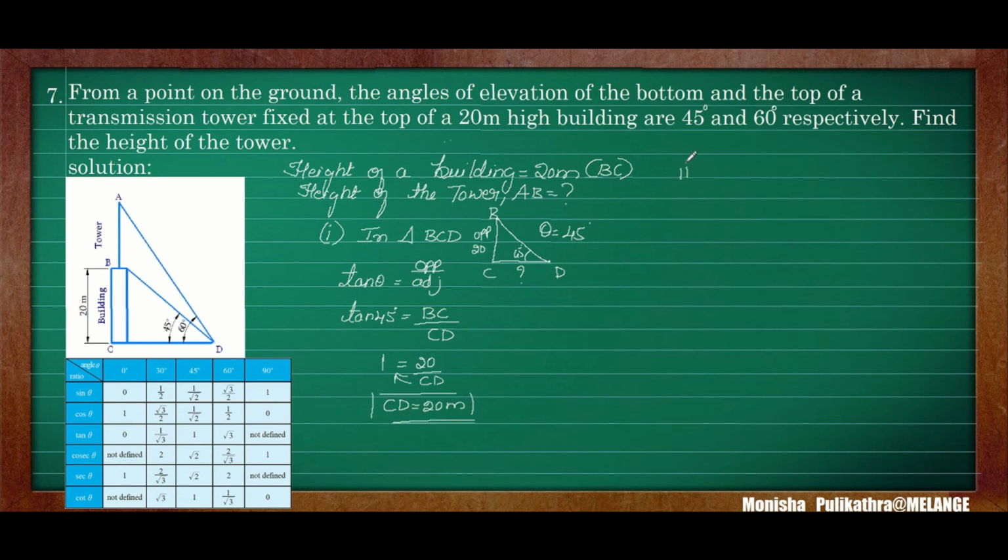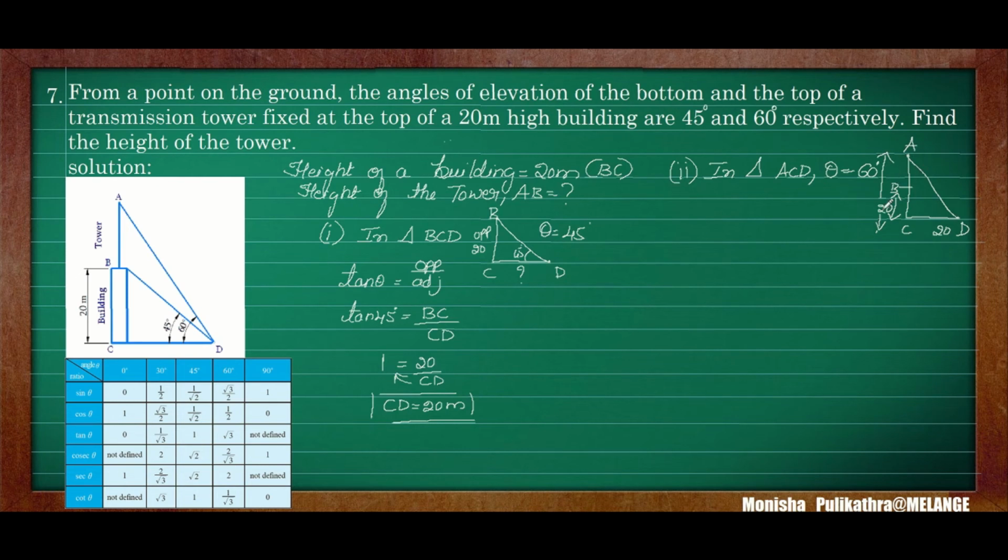Next, we need to find out the second case, that is triangle ACD. In triangle ACD, the angle is 60 degree. So the triangle goes like this, ACD. Here AB is there. Up to here the height is 20, whereas CD value we have just found out, that is 20. We need to find the value of AC whole. Here to here we need to find out.